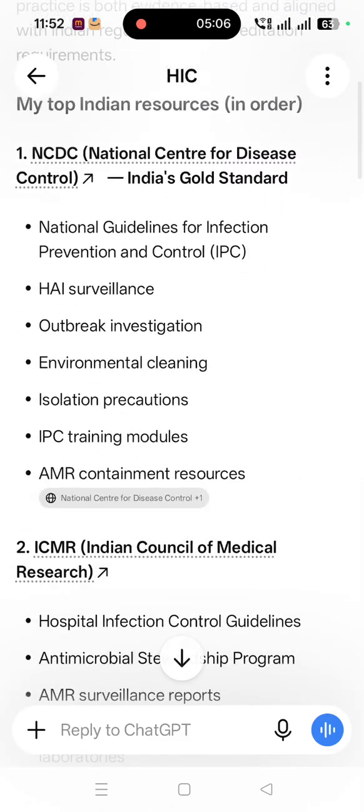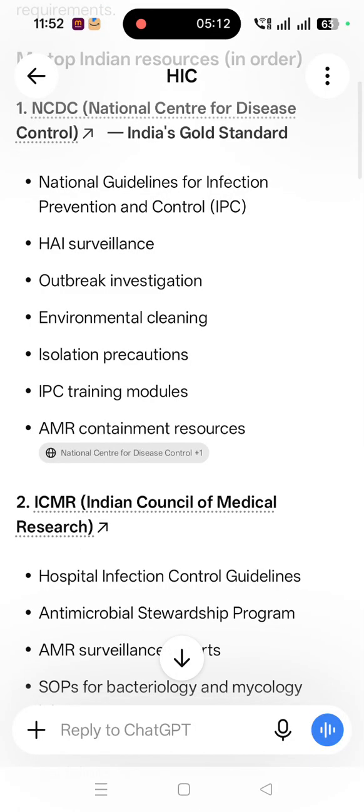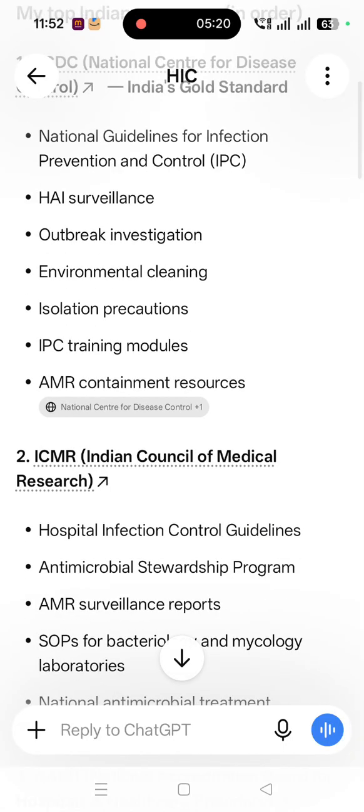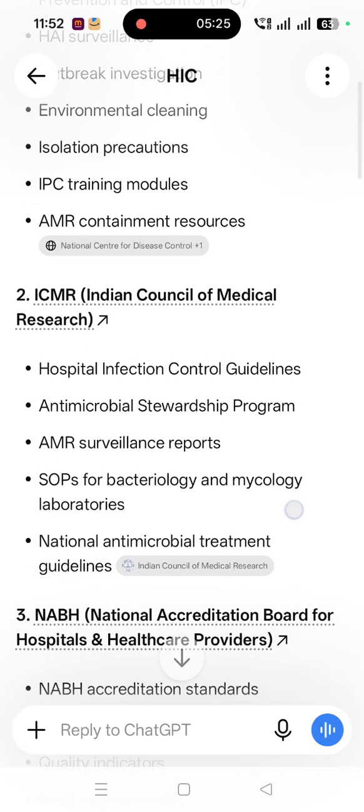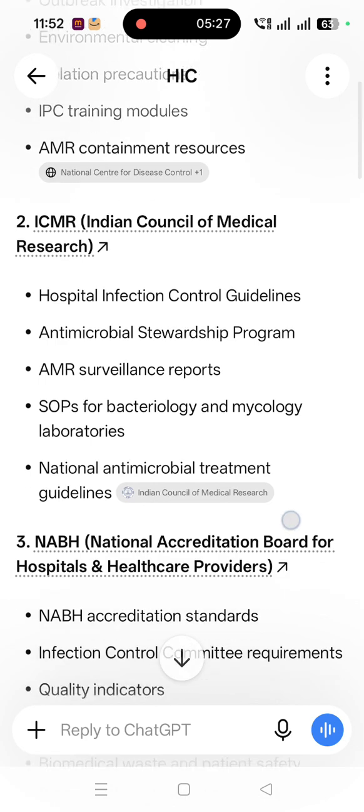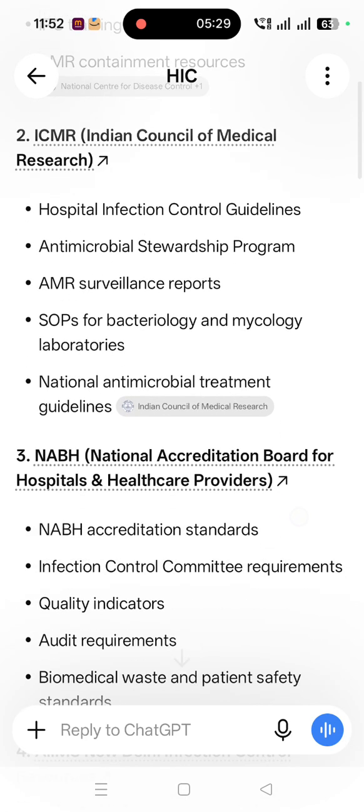And now for top Indian resources, NCDC is there, where you can read national guidelines for infection prevention. So this is India's gold standard. And then HAI surveillance, outbreak investigation, everything is given here. IPC training module, AMR containment resources, ICMR, that is Indian Council of Medical Research.